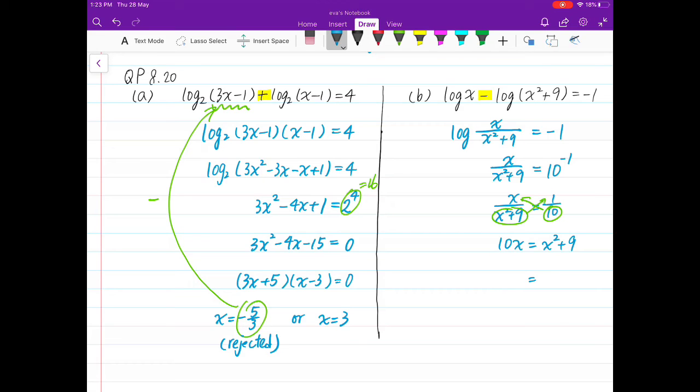Move all the numbers to the left hand side. X squared minus 10x plus 9 equal to 0. Solve quadratic equation. (X minus 9) times (x minus 1). So x equal to 9 or x equal to 1. Both answers are positive, and when we put it back into the original equation, that is fine. So we do not need to reject.